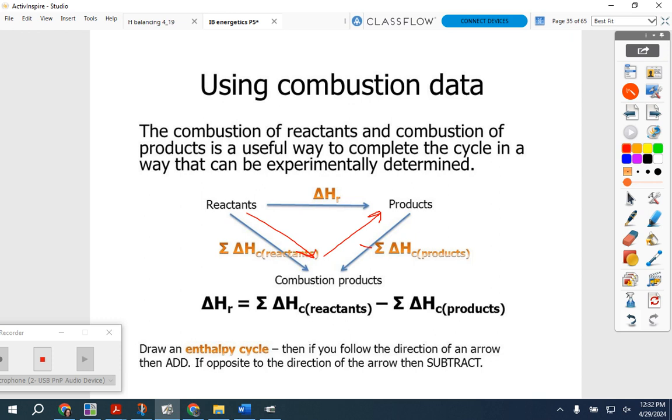So it's exactly the same thing, except that it's going to be sums of the enthalpies of combustion of all of our reactants minus the sums of all the enthalpies of combustion of all of our products. But it's basically the same thing. So it's just, again, setting up the equation correctly and then plugging the numbers in.